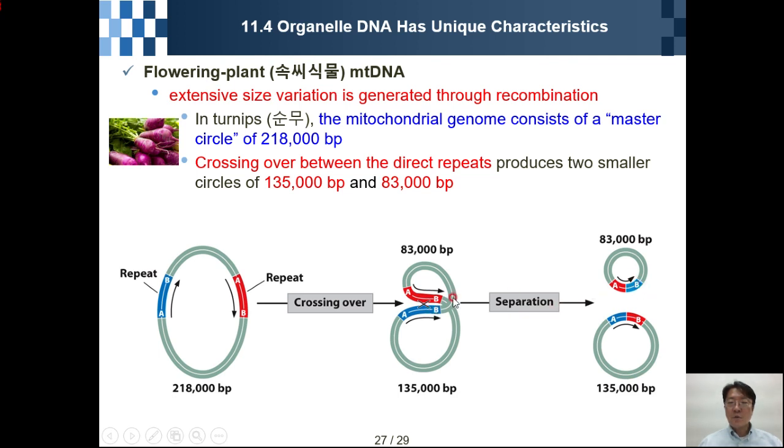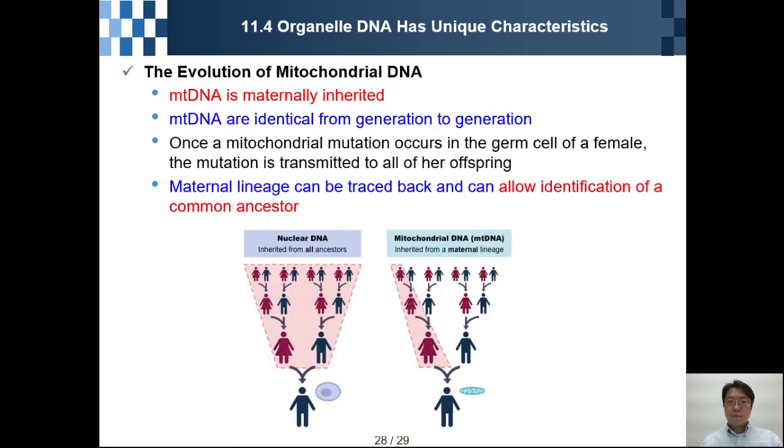And after that, they will make the other circle. In this one, the large A is the blue color, and the large B is the red color. This circle is about 135,000 base pairs, and the other circle is 83,000 base pairs.